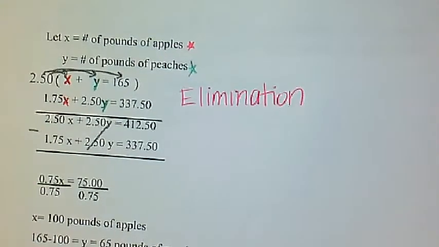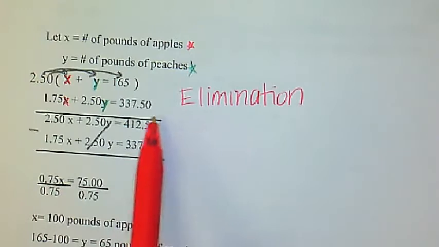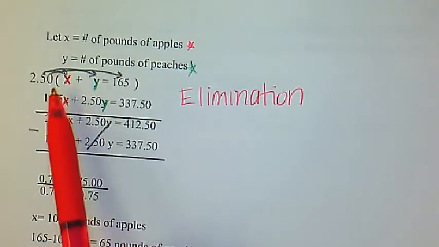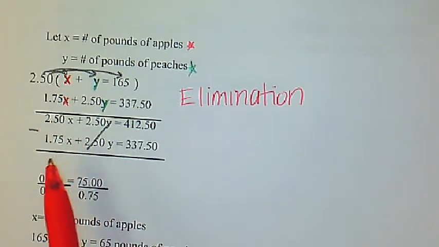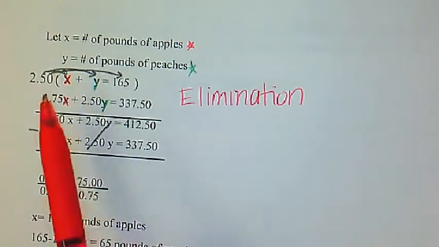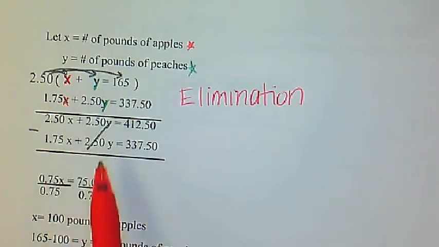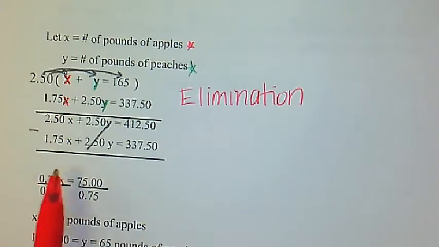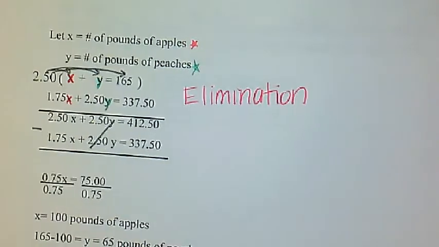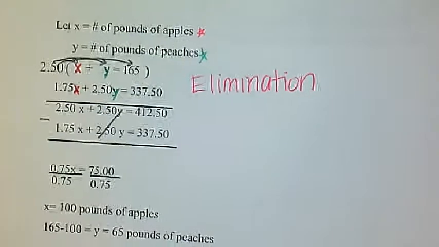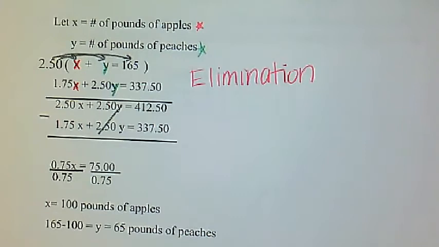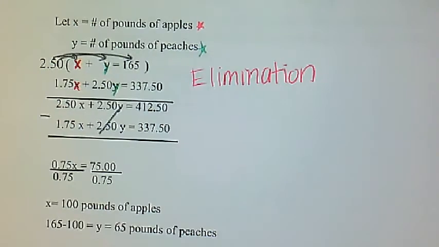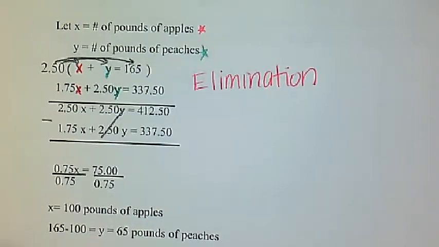Okay, so the elimination method. Using the elimination method, I could multiply the 250 across. I chose to do 250 because it's a little nicer than $1.75. And then I subtracted everything. When you subtract, you get that x is equal to 100 pounds. So the apples would be x, so it would be 100 pounds. And then the peaches would be 65 because that's what's left over.